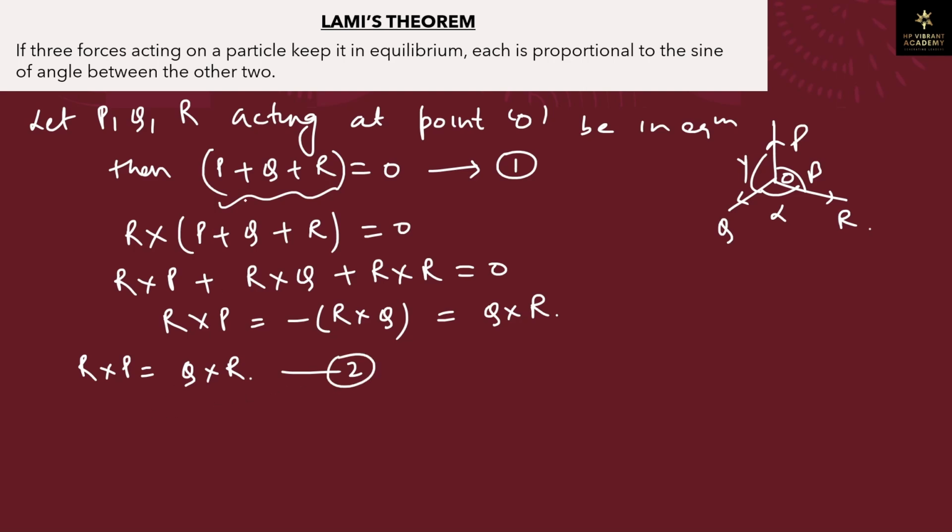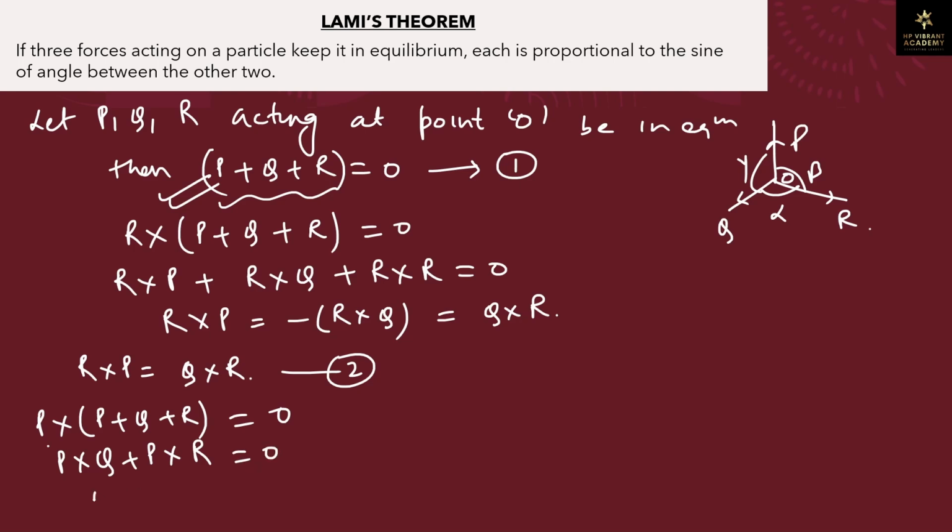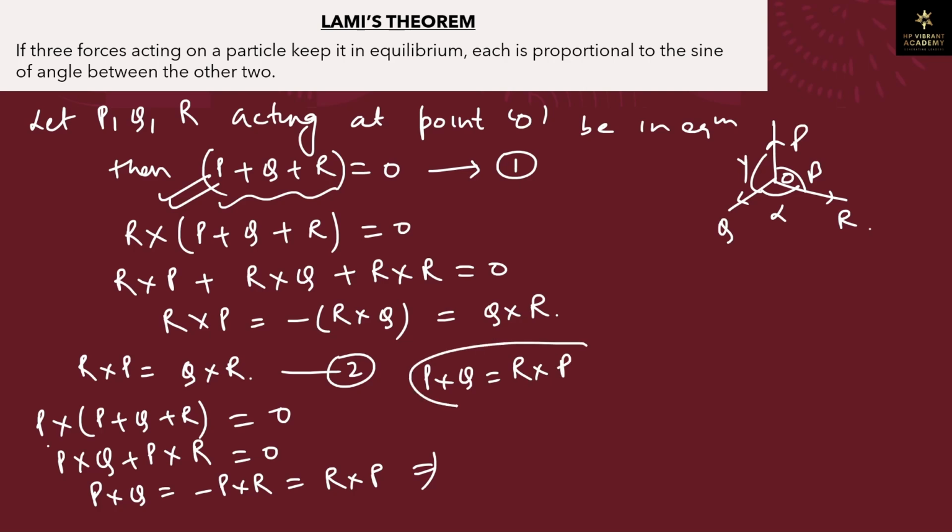Now again let us take the cross product with P. So we have P cross (P plus Q plus R) is equal to 0. P cross P is 0, so we are left with P cross Q plus P cross R equal to 0. So we have P cross Q is equal to minus of P cross R, and this is equal to R cross P. So here we have P cross Q is equal to R cross P. This is equation 3.